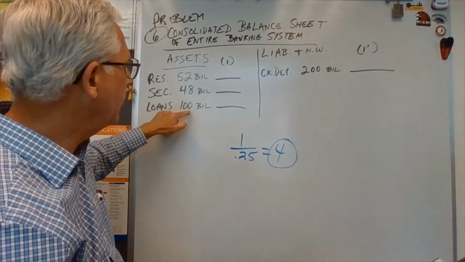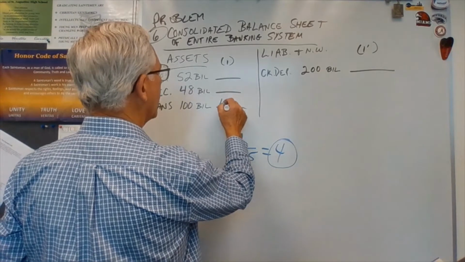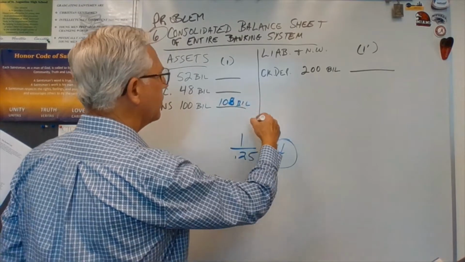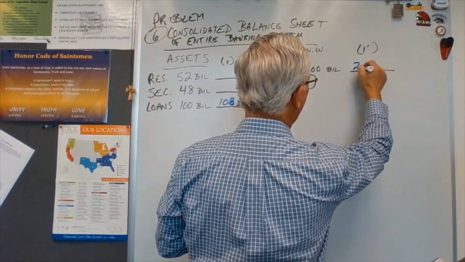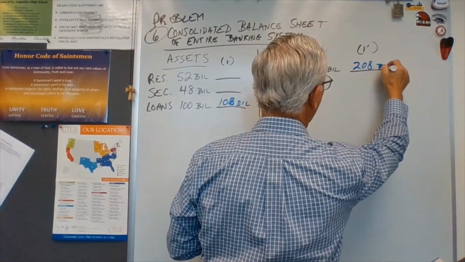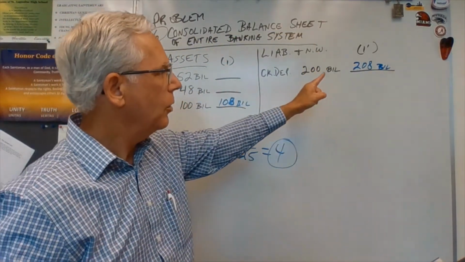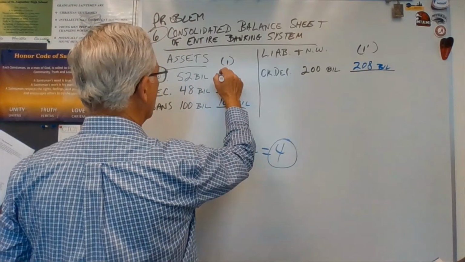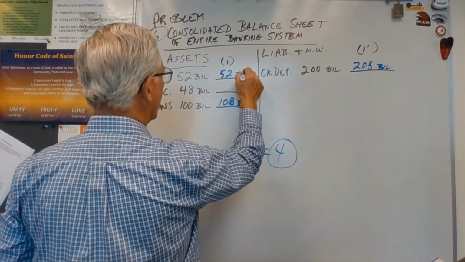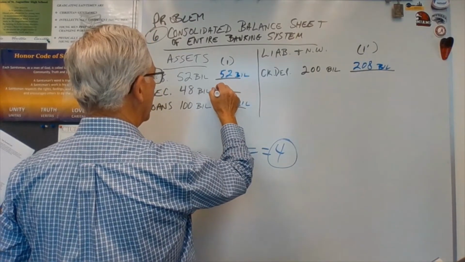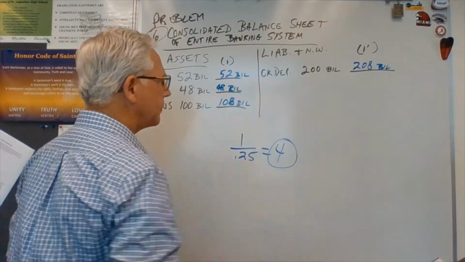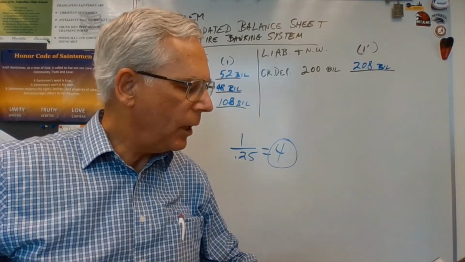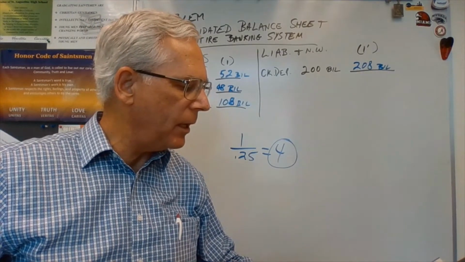So 100 billion of loans becomes 108 billion of loans. Checkable deposits become 208 billion in checkable deposits, and 25% of 208 billion is the 52 billion in reserves, and of course the securities stay put at 48 billion. All right, so that is part A. What is the excess reserves? 2 billion, the maximum amount the banking system can lend out.